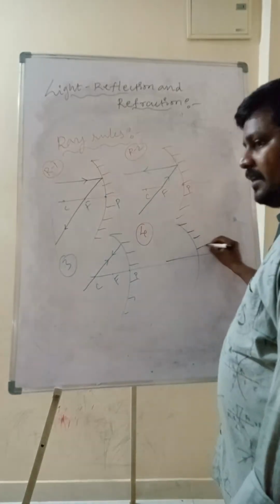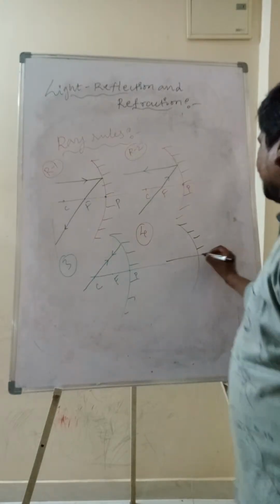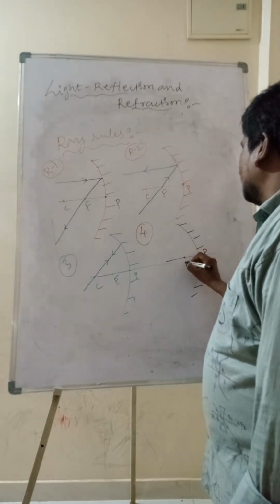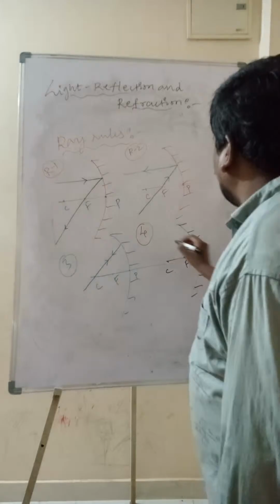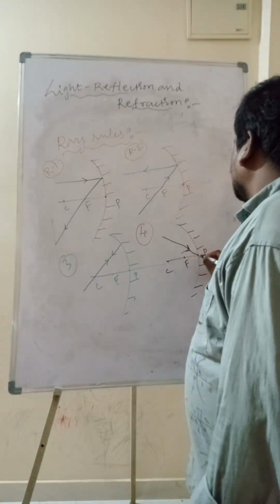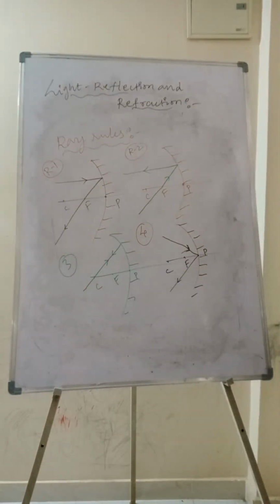The last point is very, very important. Here I am taking the pole, focus, center of curvature. If the light ray is incident at the pole, it will reflect back into the same.